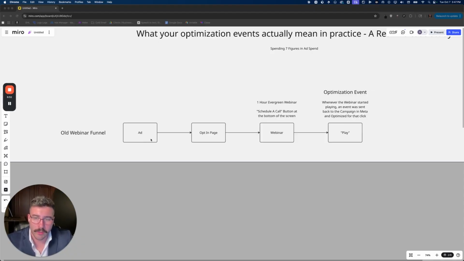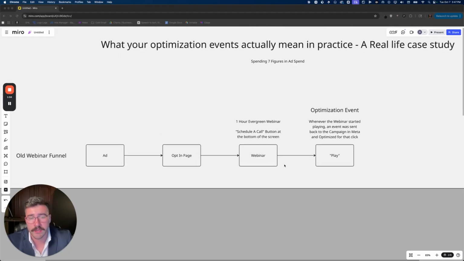They were running an ad that leads to an opt-in page where the prospect can learn more about the offer, the service, what they provide, and so on and so forth. At that point, they can opt in and watch the webinar on the next page. This is a 1 hour evergreen webinar with a schedule a call button at the bottom of the screen at all times during the entire duration. So at any time, this prospect can schedule a call whenever they want.